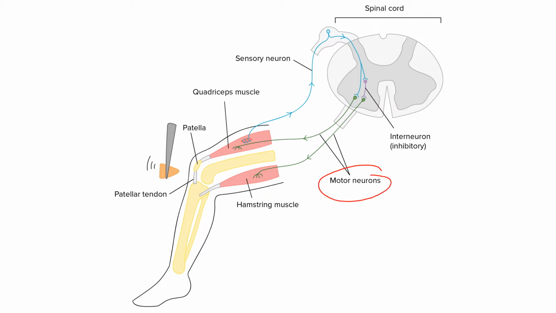Okay, and so motor neurons are going to be these neurons that end up touching muscle, and it's going to cause muscles to contract. There are other types of neurons, specifically sensory neurons, that you'll learn about in a different course, but we're looking at motor neurons that are going to cause our muscles to contract.